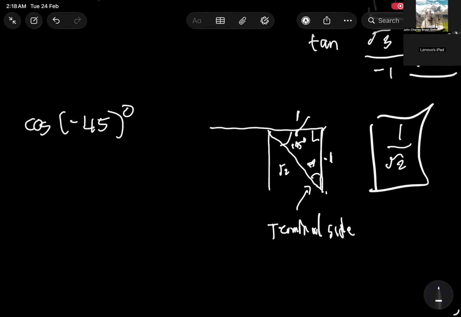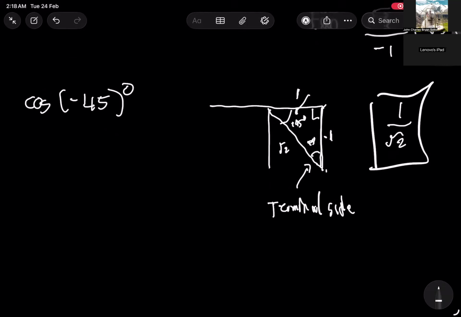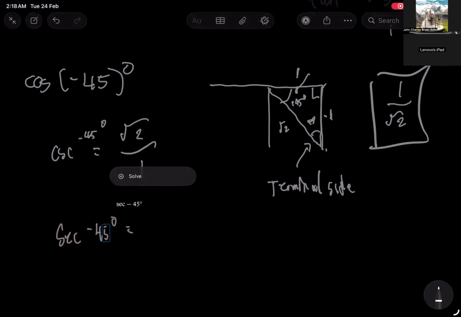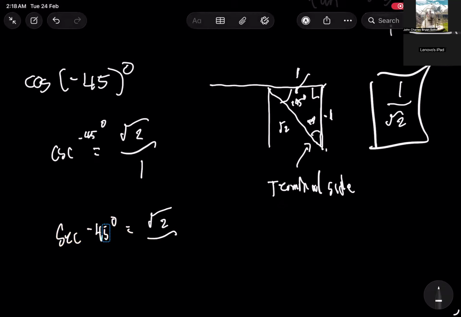And we can also solve for others. For example, let's do cosecant. That is equal to square root of 2 over 1. How about secant? Negative 45, sorry, so we won't be confused. Negative 45 degrees is equal to square root of 2 over 1, oh sorry, negative 1.